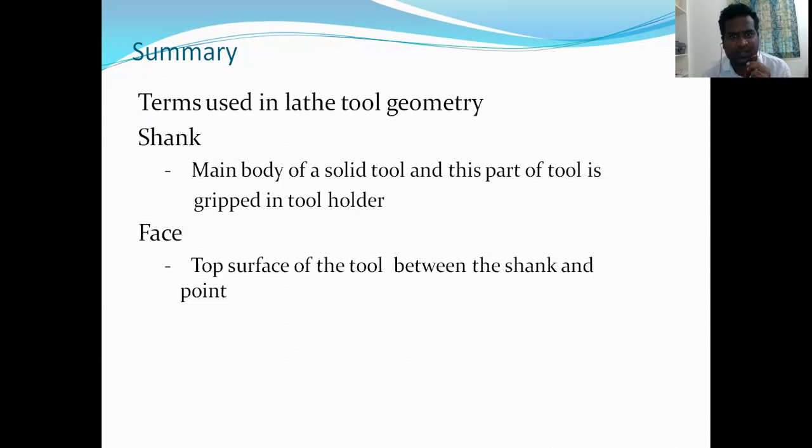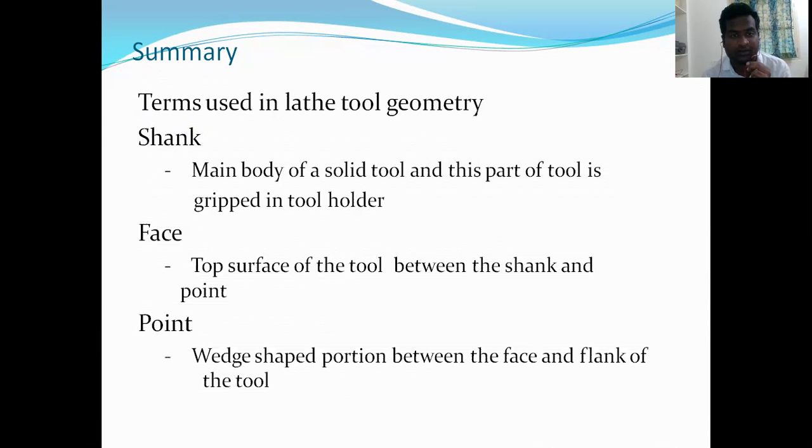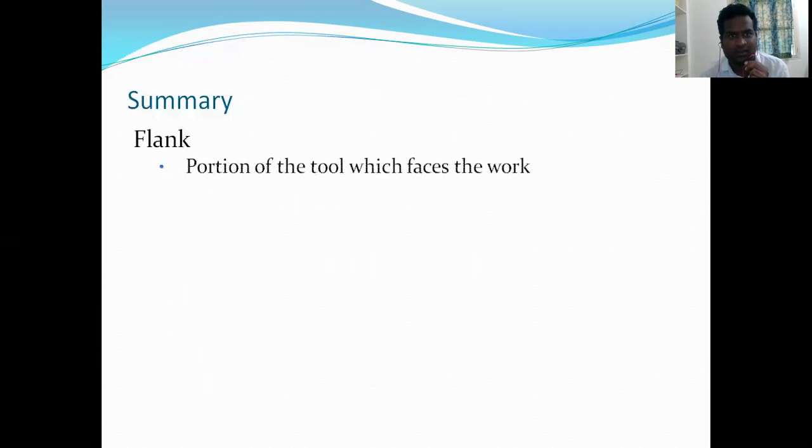Next, face. Face is the top surface of the tool between the shank and the point. The point is the wedge-shaped portion between the face and flank of the tool. These are all observed in our lathe tool geometry. And the flank is the portion of the tool which faces the work.